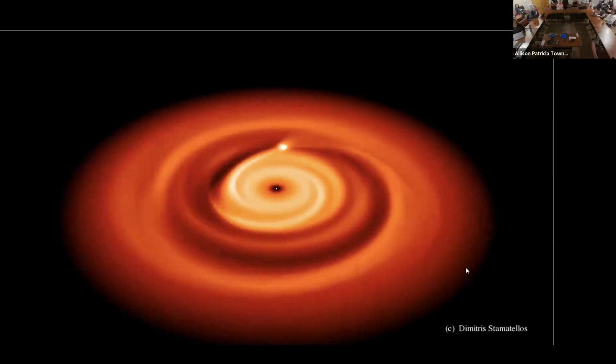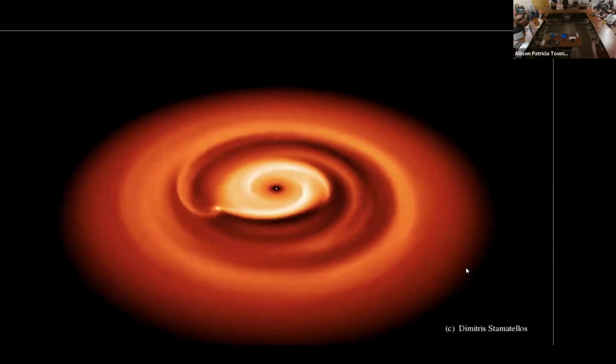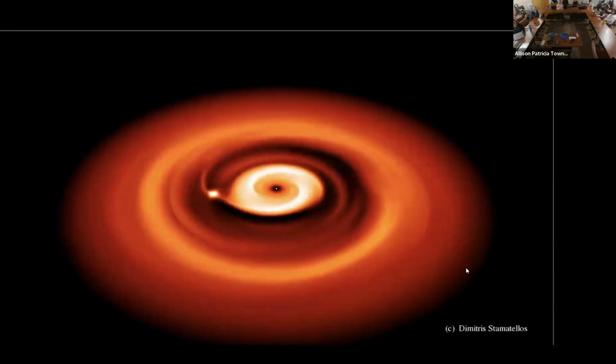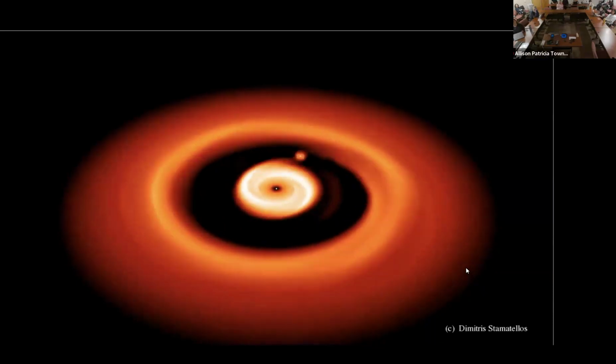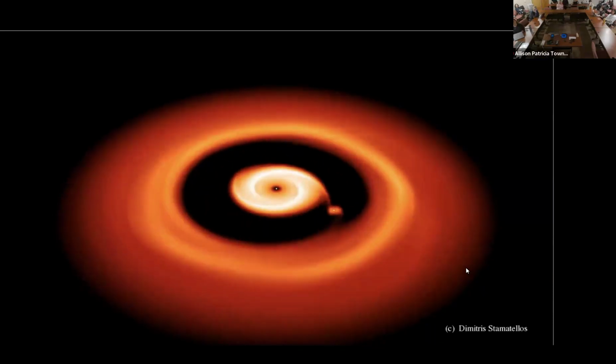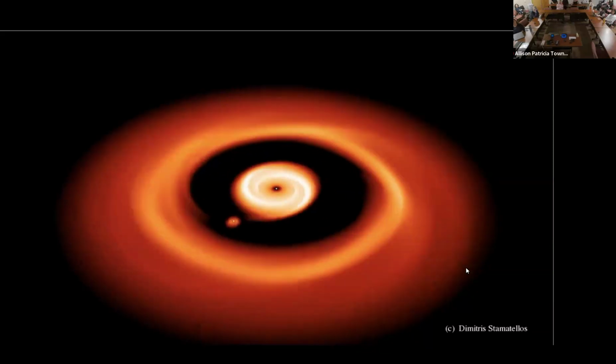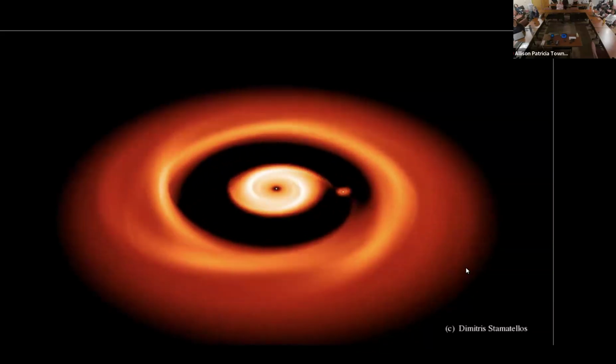Here's a simulation by Dimitris, showing that if you put a planet inside the disk, it will start to generate spirals and then rings and carve out substructures. So looking at these substructures, they are the ideal formation site for protoplanets, and also they could be possible hints for hidden protoplanets.